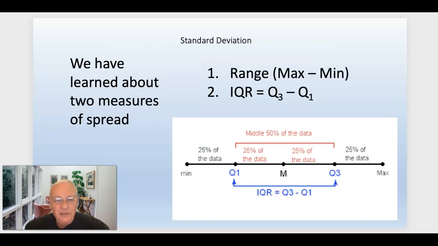Now, we've learned already about two measurements of spread. The range, which is the maximum minus the minimum. It's the biggest number minus the smallest number. We looked at IQR too, which is the middle 50% of the data. It's the third quartile minus the first quartile.